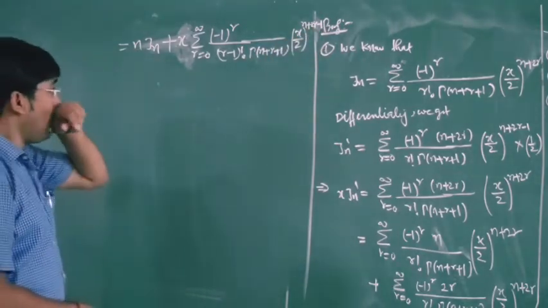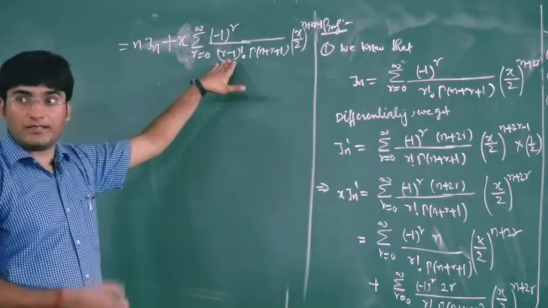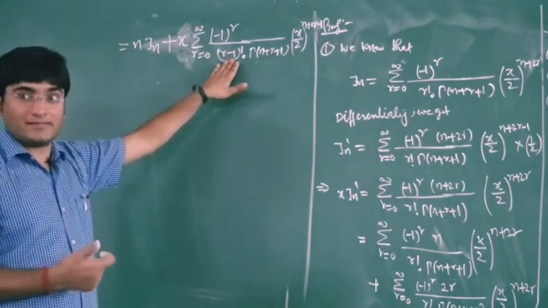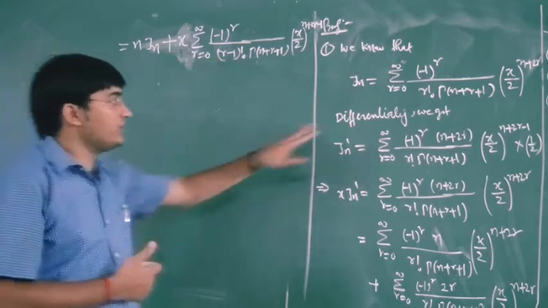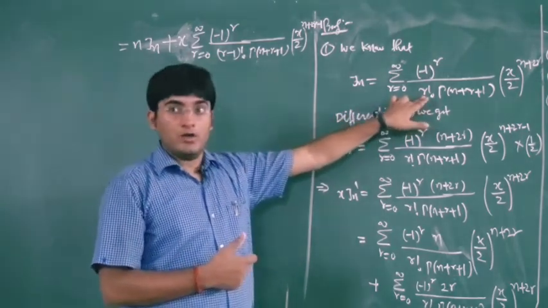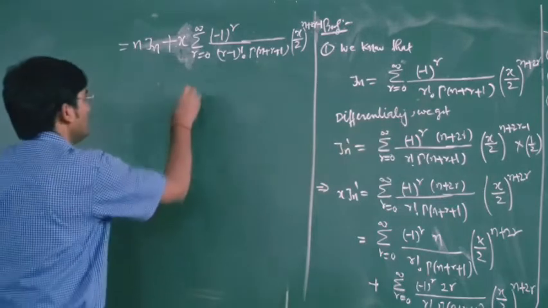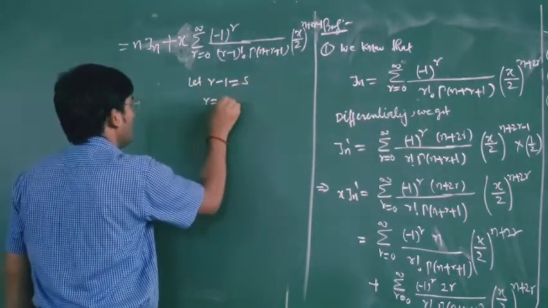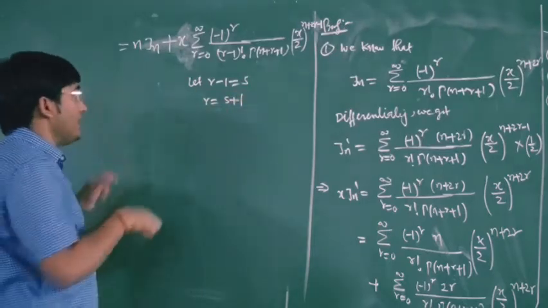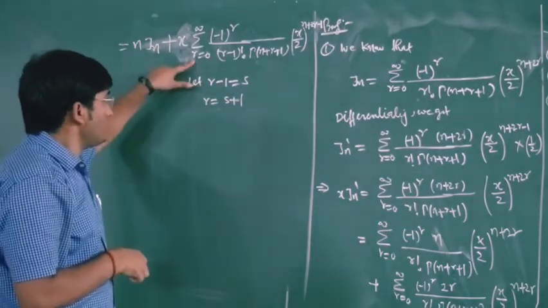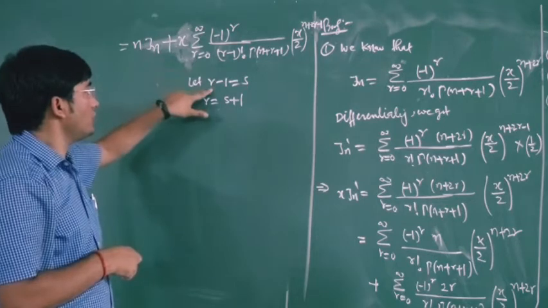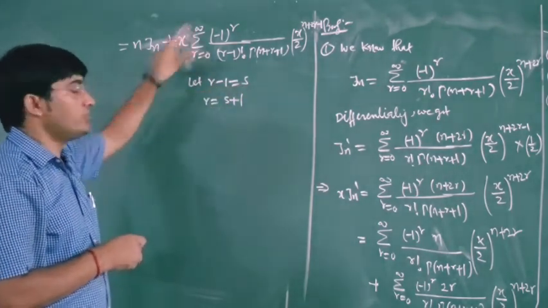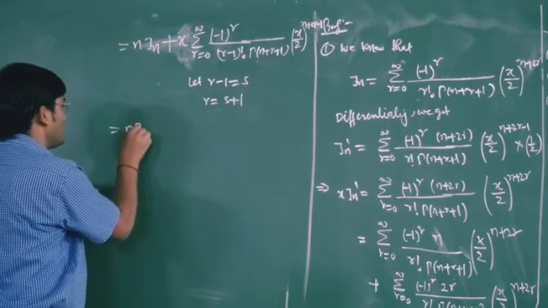Okay. Now let us replace our summation. Let us replace our r minus 1 by s, because ultimately we need the factorial r. So for that, let r minus 1 equal to s. So our r will be s plus 1, and now the summation will move from, if you put r equal to 0, then the summation will start from s equal to minus 1 to infinity. So this is equal to n into Jn.